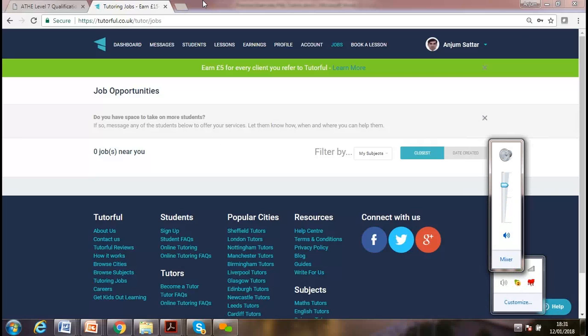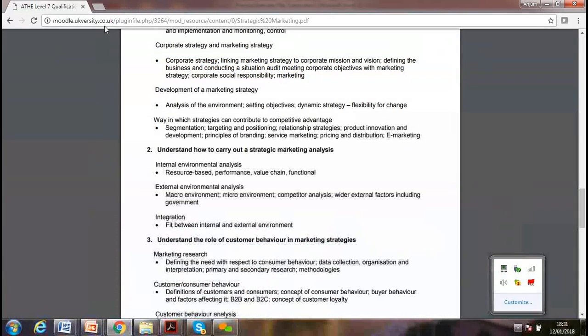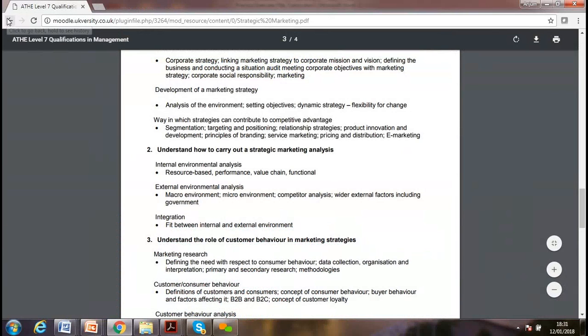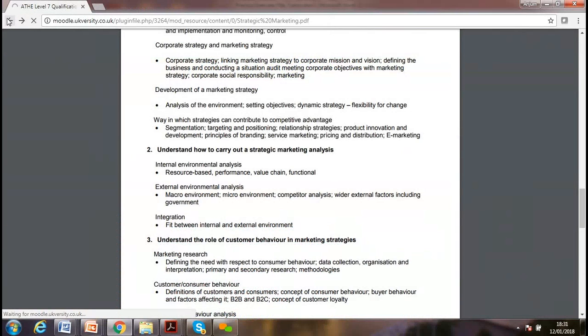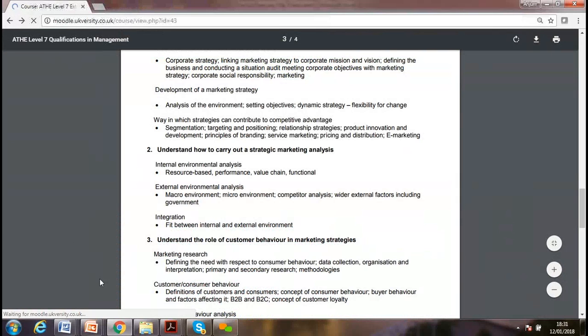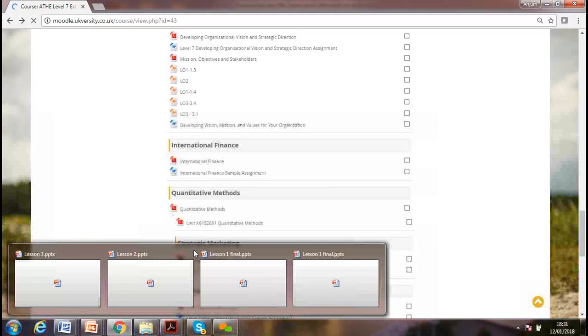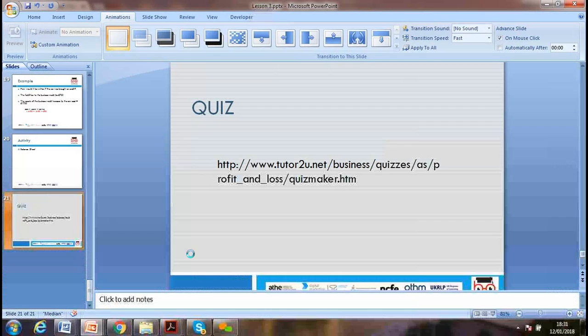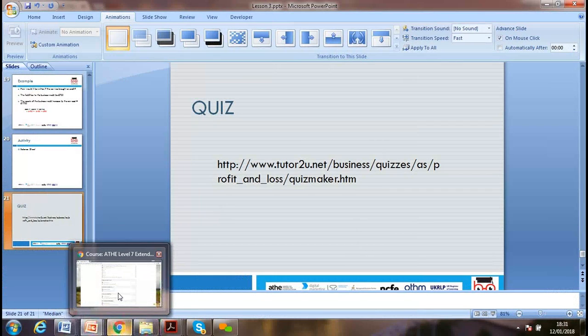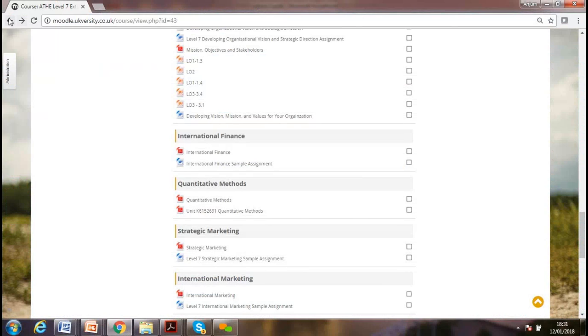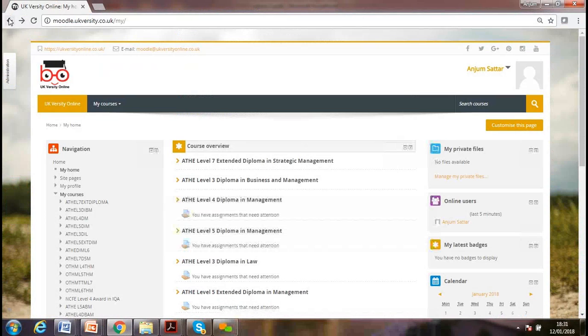So we'll start our lesson today. Before starting today's lesson, just a bit of a recap of what we learned up to now. We spoke about the difference between financial accounting, and between accounting and financial management.